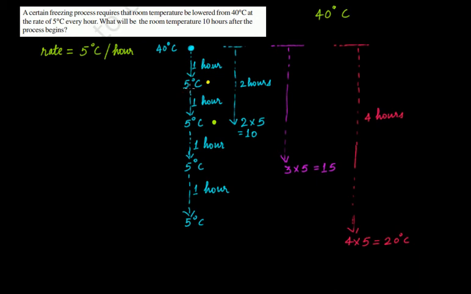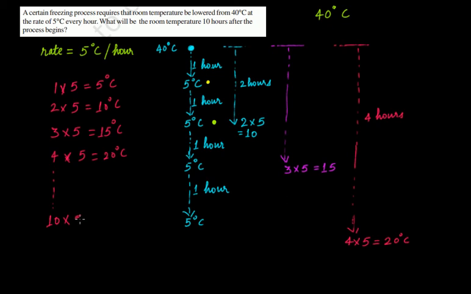So after 1 hour, your temperature drop will be 5 degrees. After 2 hours, 10 degrees. After 3 hours, 15 degrees. After 4 hours, 20 degrees. So by the end of 10 hours, how much will the temperature have dropped? If you follow the same pattern, for the first hour it was 1 times 5, that is 5 degrees Celsius temperature drop. For 2 hours, it will be 2 times 5, that is 10 degrees Celsius. After 3 hours, 3 times 5, that is 15 degrees Celsius drop. After 4 hours, 20 degrees Celsius drop. Going by this pattern, after 10 hours, the total temperature drop will be 50 degrees Celsius.